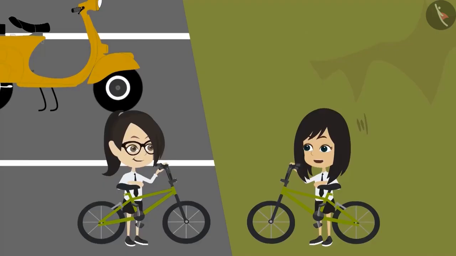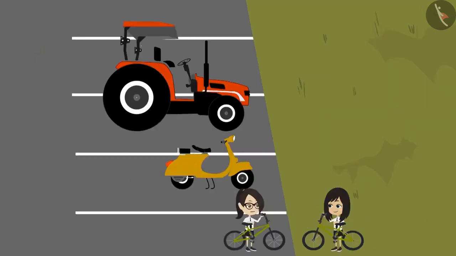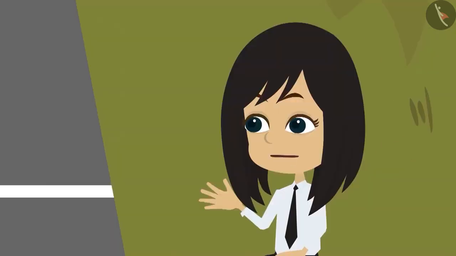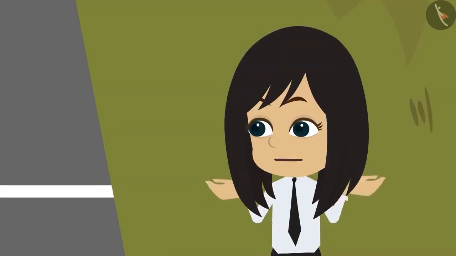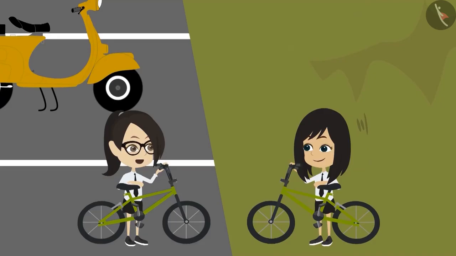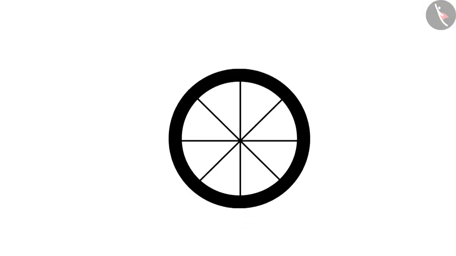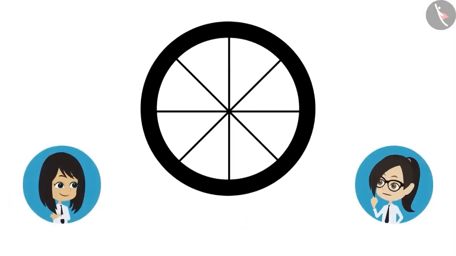Let's measure something. Let's measure these 4 tires. Then we will tell Sir. Which tire should we measure first? Let's measure the tire of our bicycle first. Okay. So we have to measure its radius. Yes, and the radius means the distance between the center and the boundary.